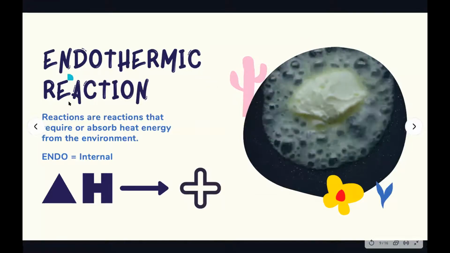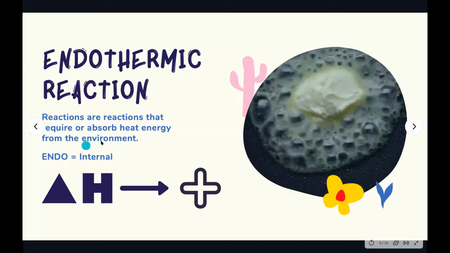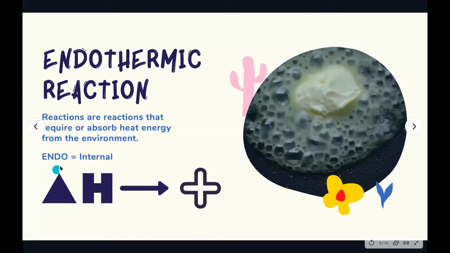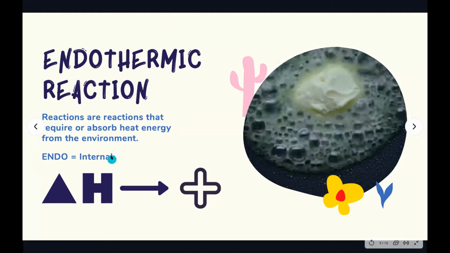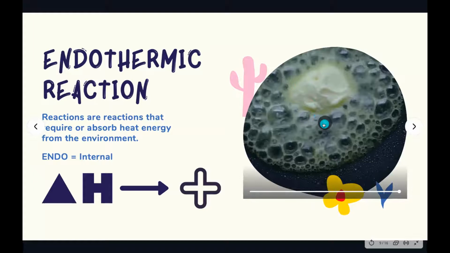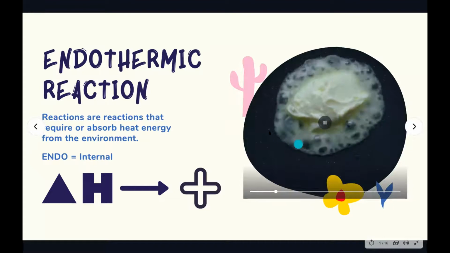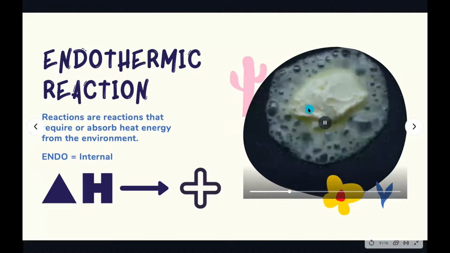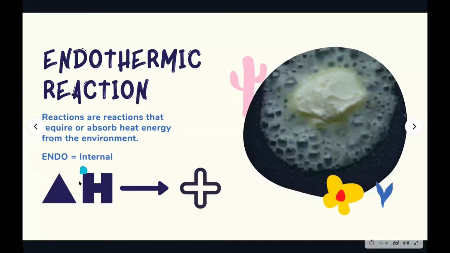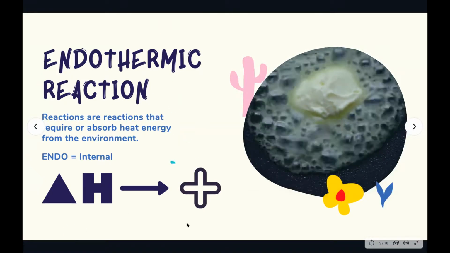Next, we have endothermic reaction. An endothermic reaction is a reaction that requires or absorbs heat energy from the environment. If we look at this word, endo means internal, like this butter. The butter absorbs heat from the pan and it will melt. The symbol of delta enthalpy in an endothermic reaction is positive.